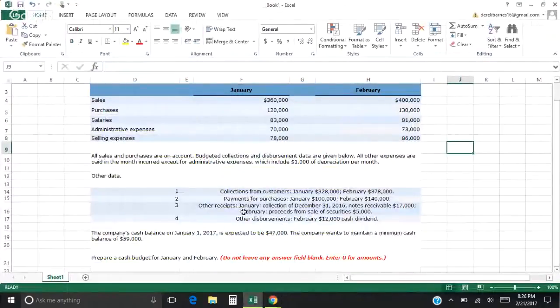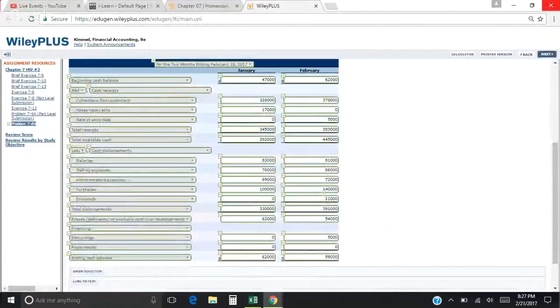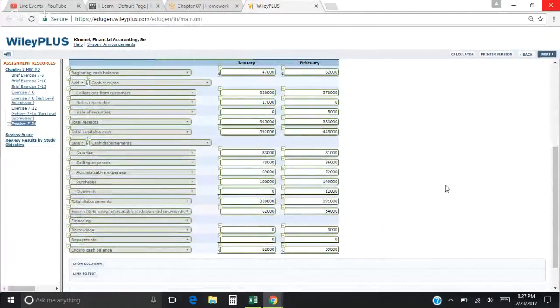And this is another one I got wrong. I don't know what I was thinking, but I didn't even look at the number 2 here, which was my bad. Make sure you look at the other data. So payments for purchases, January, $100,000. Forget about this number here. It doesn't even matter. If we didn't make any payments, we wouldn't have put anything there. But we made $100,000 of payments, so we put it there.